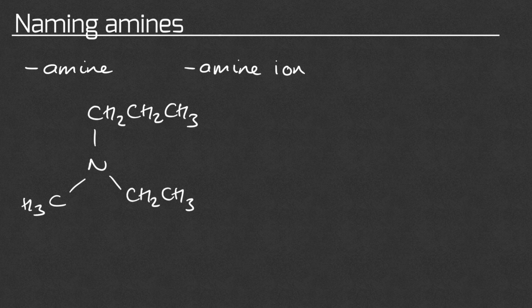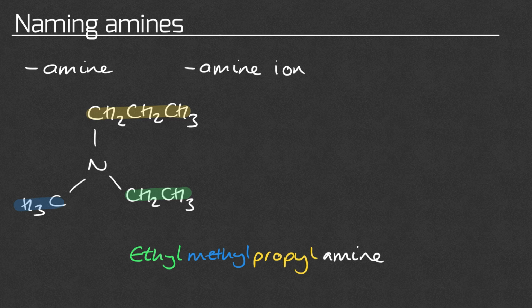The final example has got 3 different groups on, so we'll identify each of these in turn. We've got a group with 3 carbons in, a group with 2, and a group with 1. The group of 2 will be called ethyl, the group of 1 methyl, and the group of 3 propyl. Putting all these together would give us the name ethyl methyl propyl amine, again in alphabetical order, E, then M, then P.